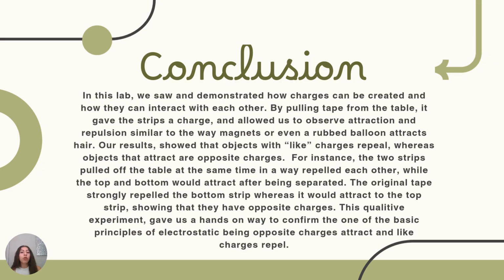The original tape strongly repelled the bottom strip, but it was strongly attracted to the top strip, showing that they carried opposite types of charge. And this qualitative experiment gave us direct evidence of one of the basic principles of electrostatics, that opposite charges will attract and like charges will repel. Electric charges always exert forces on one another, and the direction of the force depends on whether the charges are the same or different. Our experiment directly confirmed and helped us visualize this principle in a simple, hands-on way.